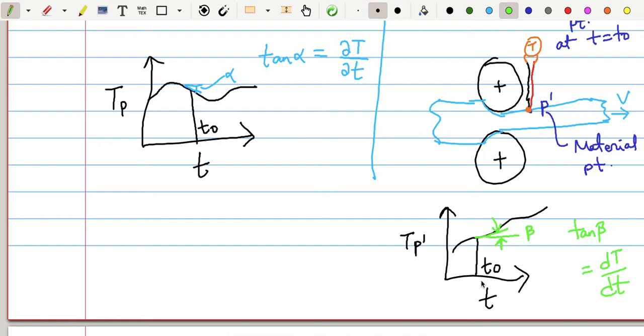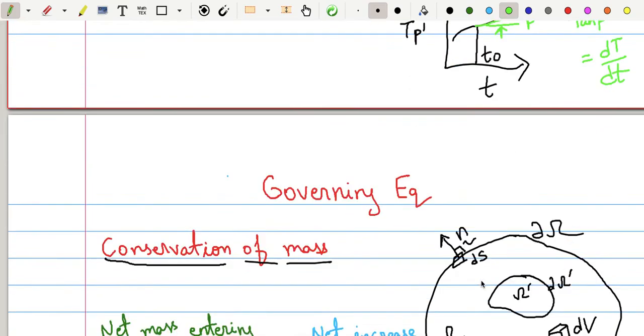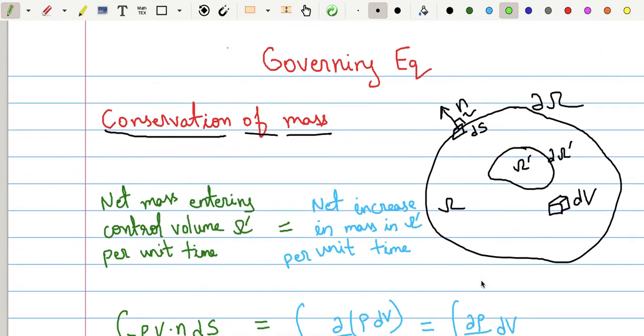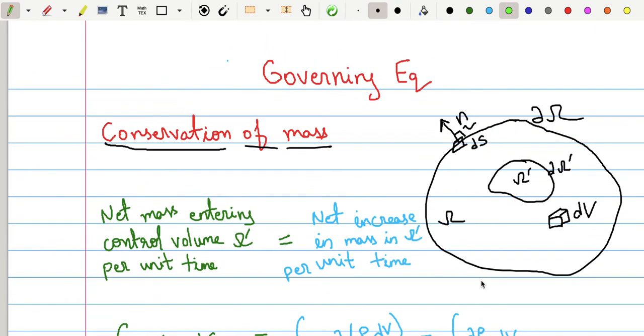Okay, all right. Now you have learned a decent number of concepts. Now we can go ahead and derive some governing equations. Okay. Now for the governing equations, let's start.